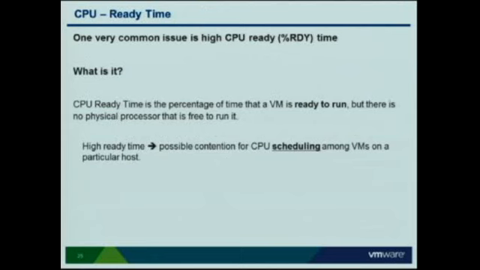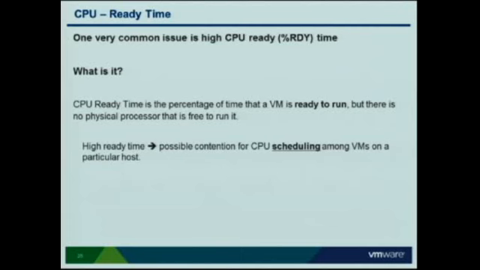So the next thing I'm going to get into is CPU ready time. And quick show of hands, who here knows all about CPU ready time? Okay, I only see a couple hands out there. So this is a really common issue that we see in VMware support. So what is it? CPU ready time is the percentage of time that a VM is ready to run, but there's no physical processor on which to run it. They're all busy, they're all scheduled, they're all doing something else. We're having problems scheduling these VMs. And if we see a high ready time, that's exactly what it means. We have possible contention for CPU scheduling amongst the VMs that are on a host.